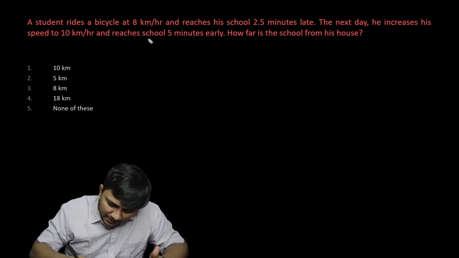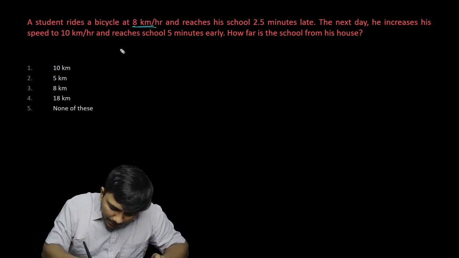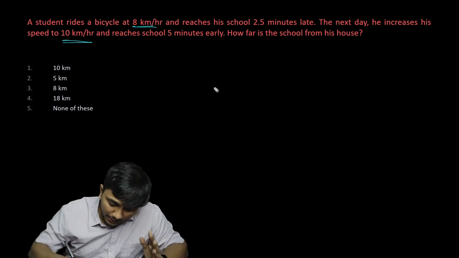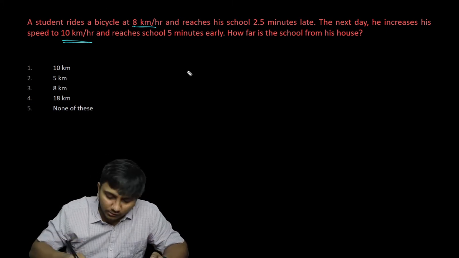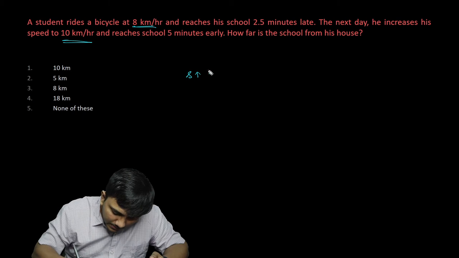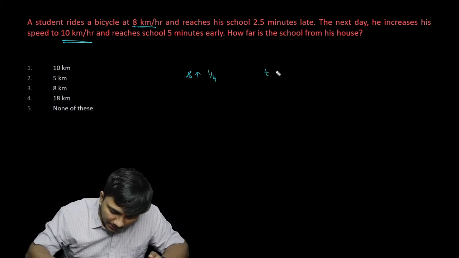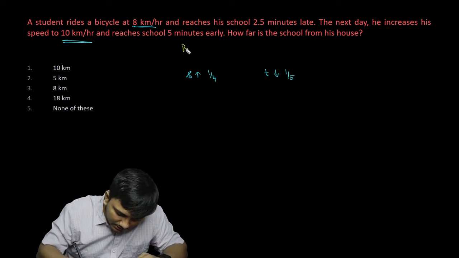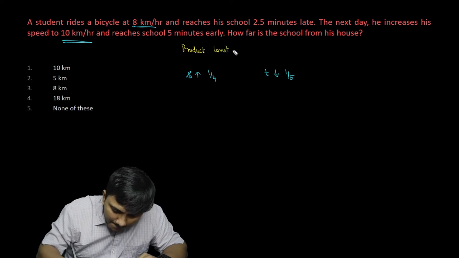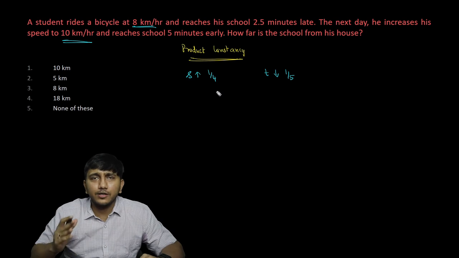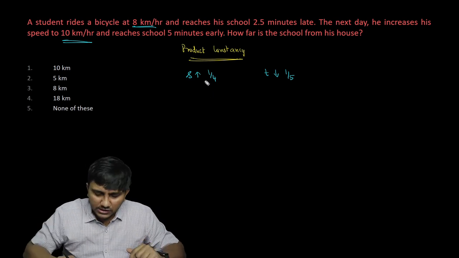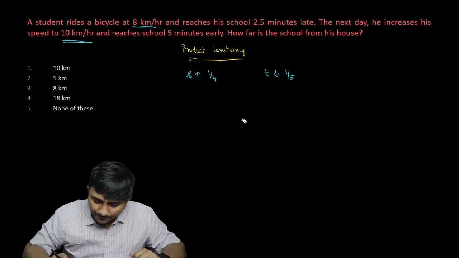So it is given he increased his speed from 8 km per hour to 10 km per hour. So I could see that there is a 1/4 increase in speed. So speed increased by 1/4. If the distance is constant, then the time taken should decrease by 1/5. Now this is something we have discussed under this concept called product constancy. When s into t is equal to d, when speed into time is equal to distance, if speed increases by 1/4, time decreases by 1/5.